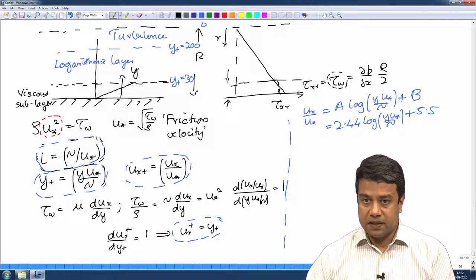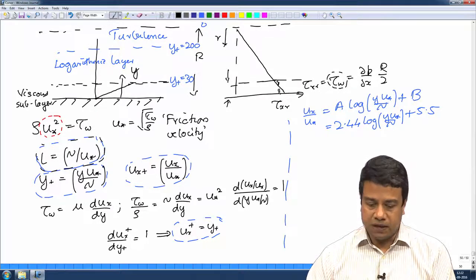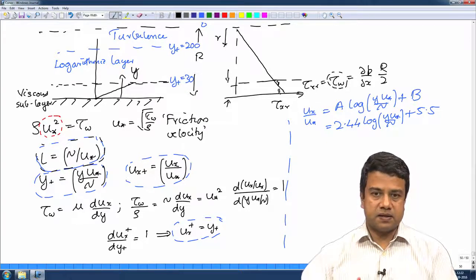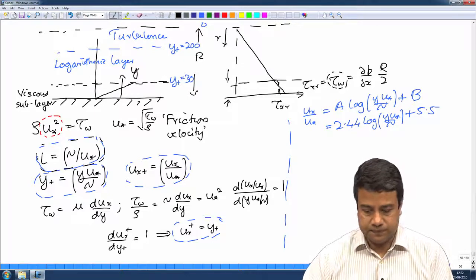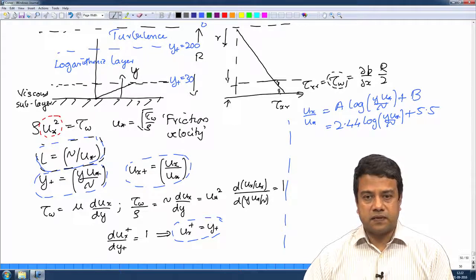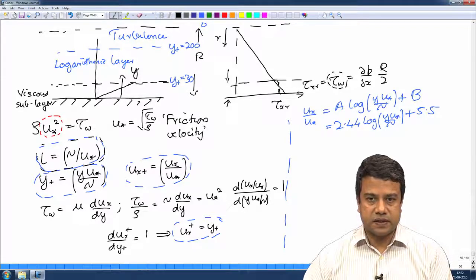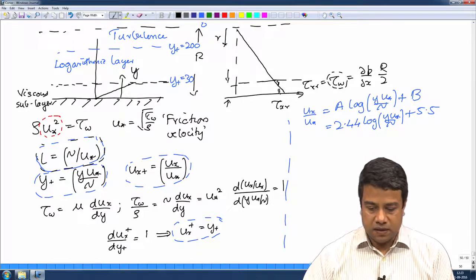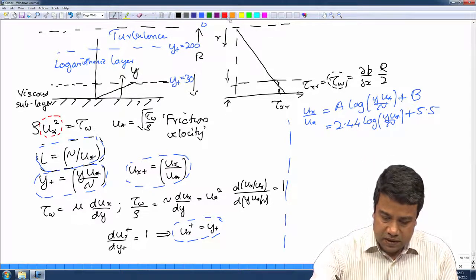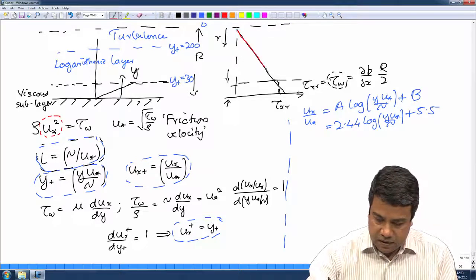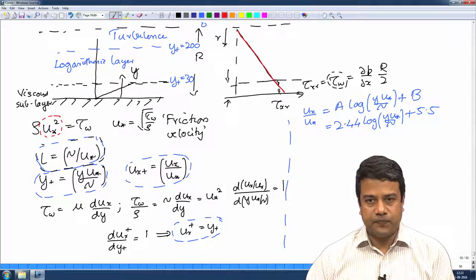What is the length scale of this viscous sub layer? It is not the macroscopic size, the pipe radius r, because the viscous sub layer is actually confined to a thin layer near the wall. What determines the thickness of the viscous sub layer? The only quantity of relevance here is the shear stress in the viscous sub layer, because the shear stress, as I showed you, is a linear function of distance from the center of the pipe.